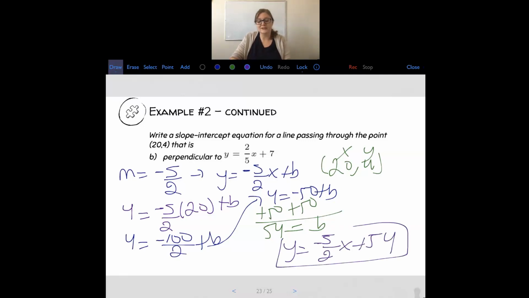This boxed equation is a line in slope-intercept form that passes through (20, 4) and is perpendicular to the given line.